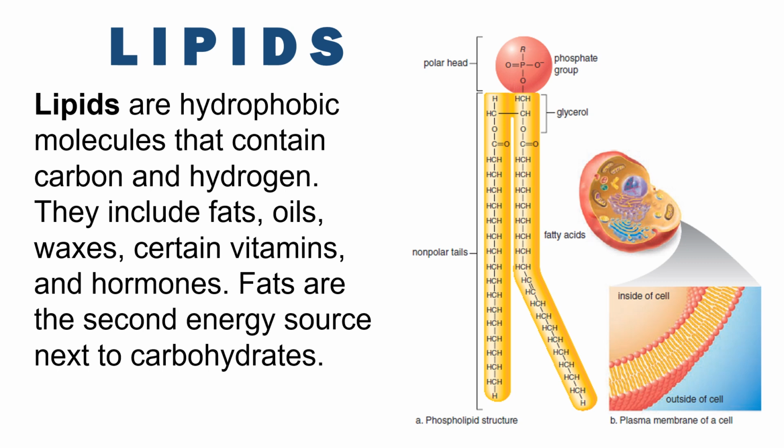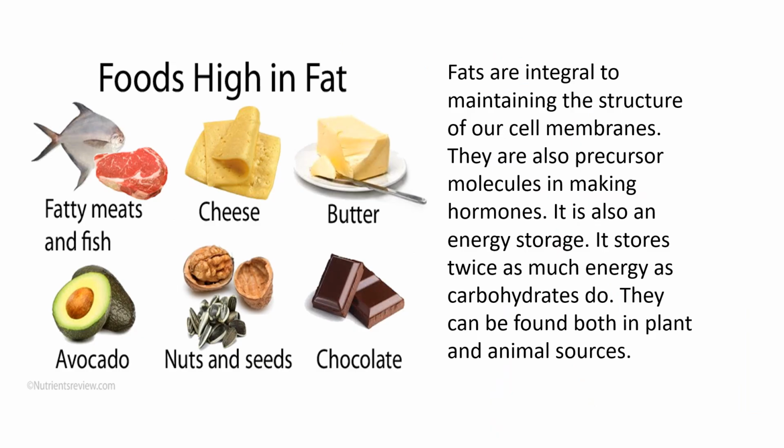So you can see here's a figure. We have one example of lipids. Here is the phospholipid structure. So you can see meron siyang phosphate group, polar head, and non-polar tails, composed only of carbon and hydrogen elements. Alright, so these are the different foods that are high in fat content: the fatty meats and fish, cheese, butter, avocado, nuts and seeds, and chocolate.